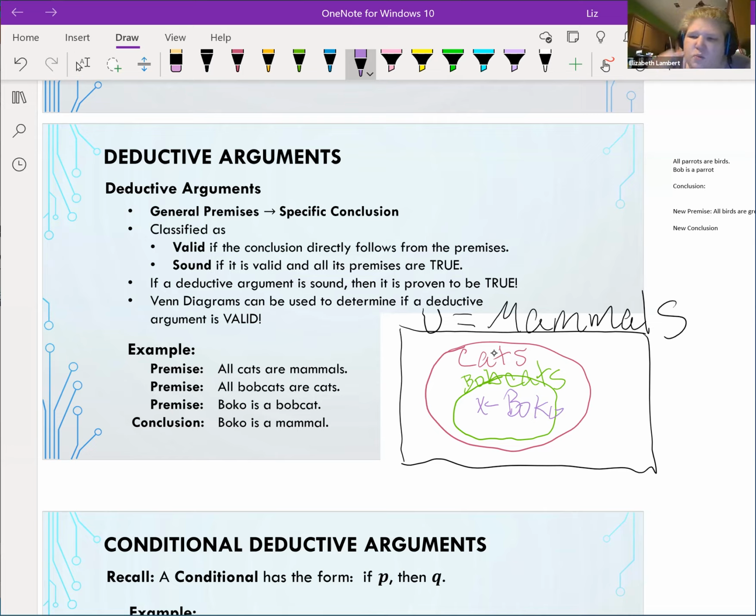So based on where we put the X, is Boko a cat, according to our Venn diagram? Well, he's within bobcats, which is within cats. So yes, Boko is a cat. Is Boko a mammal? He's within cats, which is within mammals completely. So yes, Boko is a mammal. So this is a valid argument. It logically follows.